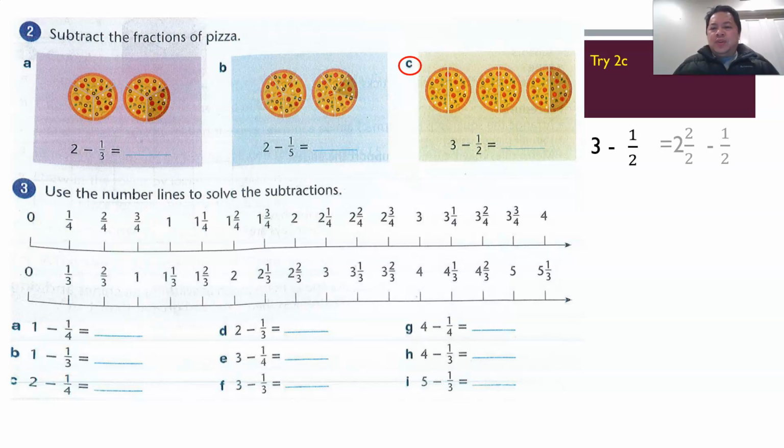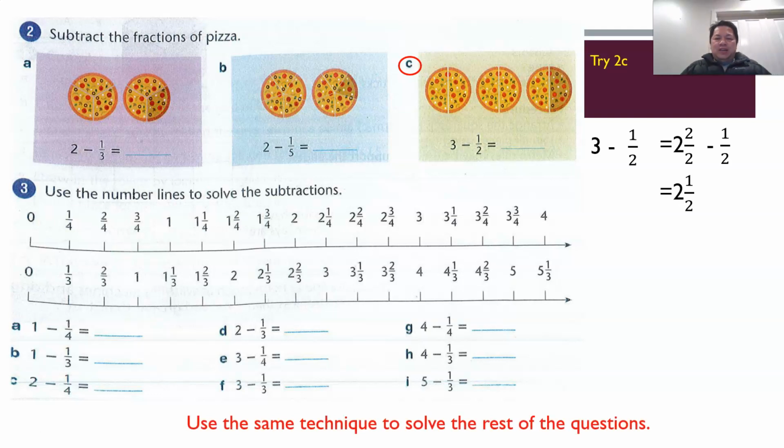So 3 wholes, we know that it's actually 2 wholes and 2 out of 2, minus half. So that's how we can simplify the fraction. 2 minus 1 is 1. That's how I get 2 and a half as the answer. So use the same technique, okay? Use the same technique to solve the rest of the problems for this page. I'm sure you will not have much difficulty just following the technique that I've taught you.